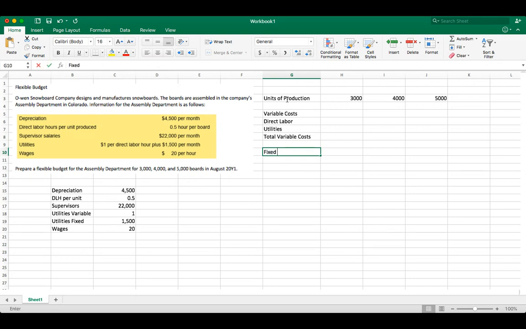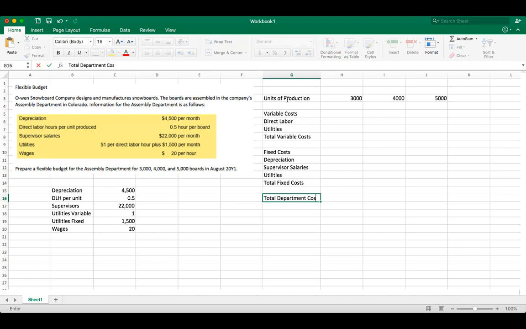Then we've got fixed costs. Okay, that's going to include depreciation, and then supervisor salaries, and then the fixed portion of utilities. Okay, we'll total that up, total fixed costs. And we will get the total department costs. Let's look at what this looks like at 3,000 units.